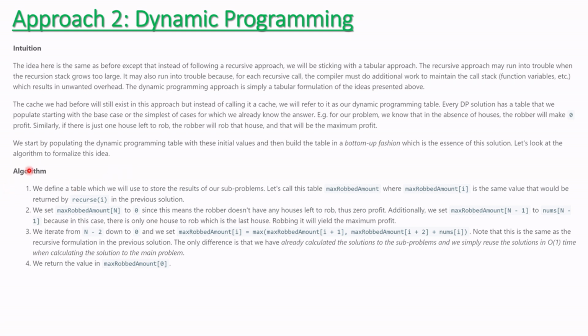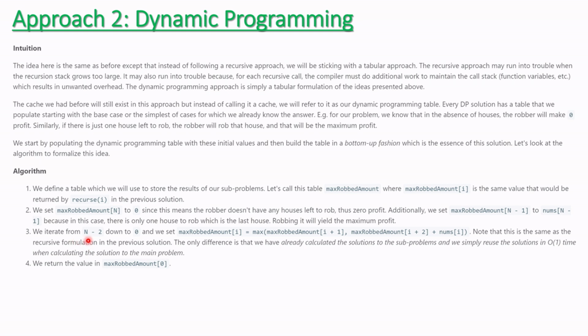The algorithm says that we will define a table which will be used to store the results of the subproblems. Let's call this max robbed amount, an array holding the same values that would be returned by the recurse function in the previous section. We set max rob of n to 0, since this means the robber doesn't have any house left to rob, thus zero profit. Additionally, we set max rob of n-1 to nums of n-1, because in this case there is only one house to rob, the last house. Robbing it will maximize profit.